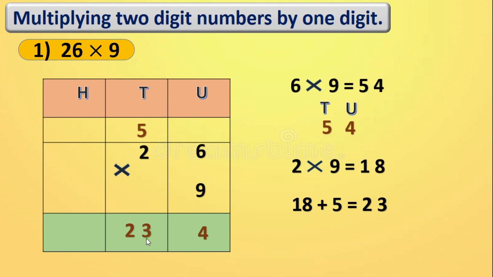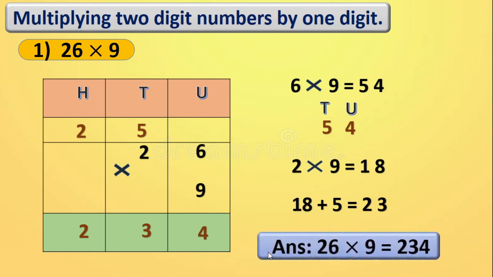But again here we can't write this 23 in a single column. Here 3 is in tens place and 2, this is 100. Correct? So it will move to hundreds place. Means it is carried over to 100 place. So nothing is there. So 2 will come down. Correct? Now we got the answer, that is 26 multiplied by 9 is equal to 234. Same answer we got from lattice method also. Yes.